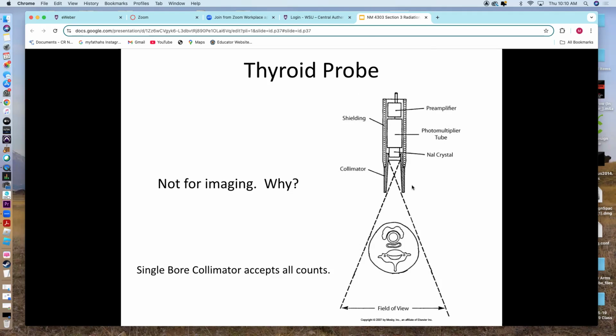You'll notice actually that the thyroid probe does have collimators on it. These two are called collimators. However, the question I put here is why wouldn't you image with it? That's because it's basically a single bore, right? It accepts everything that comes in. You can't create an image off that because that bore is so large, you're just going to get a lot of light. If you were to add many small bore holes across the front of this, you could conceivably find a way to get some kind of imaging off of it, maybe in theory at least. But again, we can't image with the thyroid probe, even though it's a crystal, photomultiplier tube, and preamp, because it's just one borehole. It's just for counting.